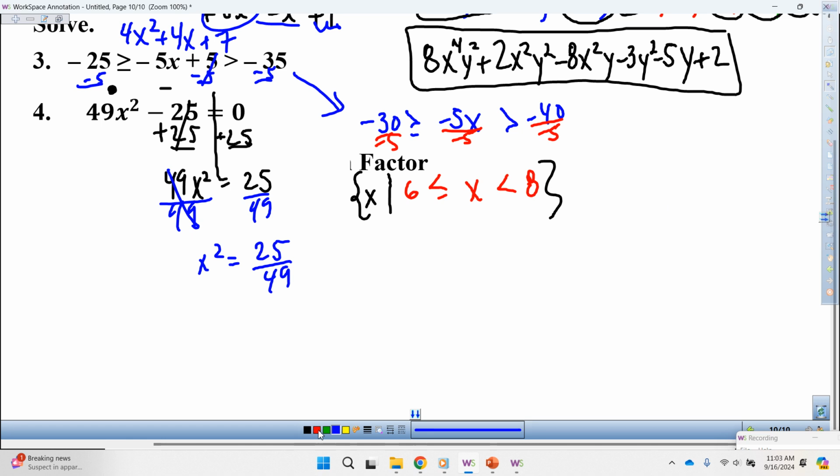Next, we need to get rid of the squared. How do we get rid of a squared? We take a square root. What do we do to one side? We do to the other side. X equals, what is the square root of 25? Square root of 49. Copy that, please.